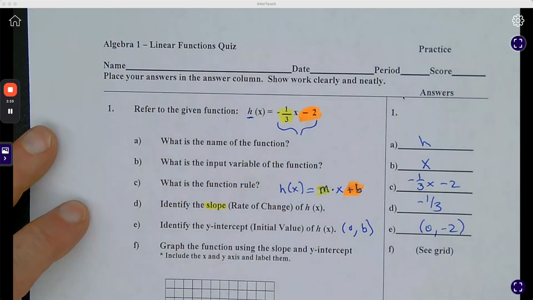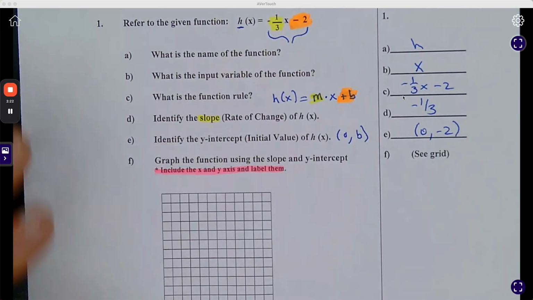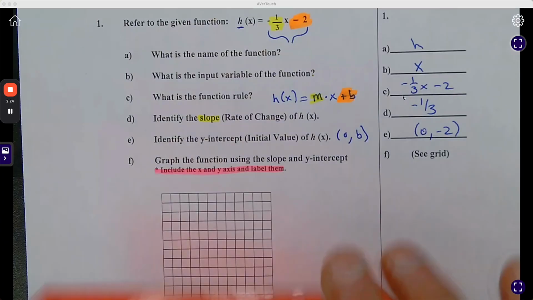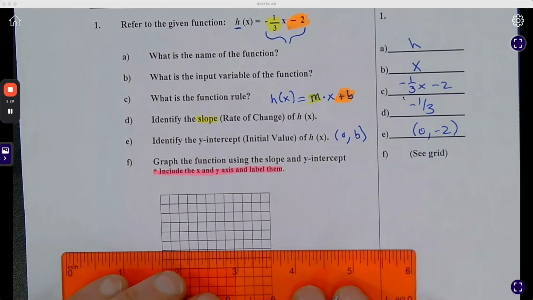All right, notice these directions right here. Graph the function, and using the slope and the y-intercept, you must include this for all credit. I'm going to do that up a little bit. All right, so I'm going to draw my x-axis. I'm going to put my x-axis right here.